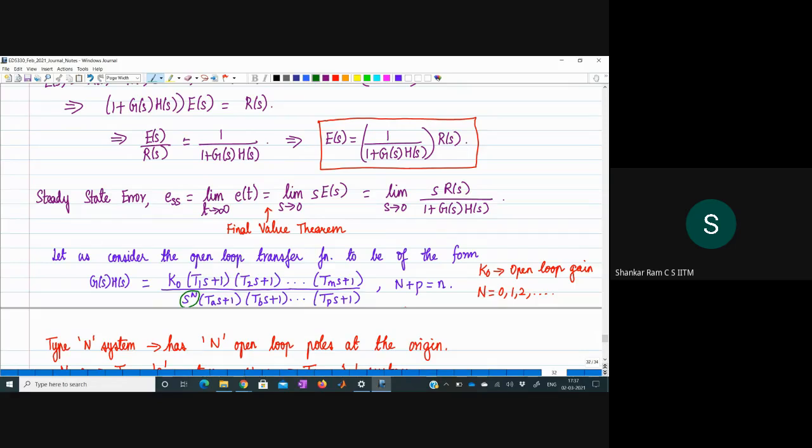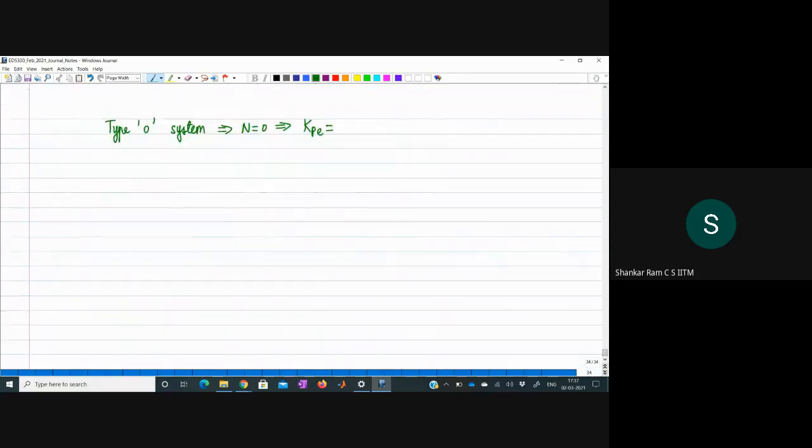Yes. If you substitute s equals 0, you will have just k0, because all the terms having s will vanish in the numerator and the denominator. So we will just be left with k0. So KPE will just be k0.